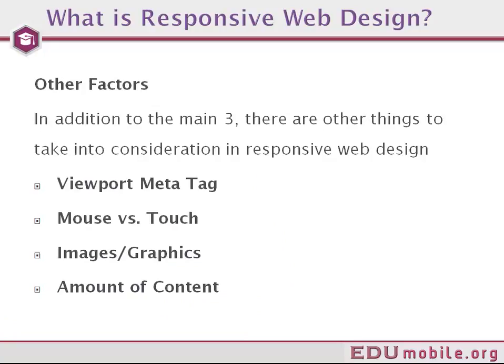So those were the three main components, but there are also other things to consider in responsive web design. First, we have the viewport meta tag, which is really important. You want to have that tag in the head section of your page, and this just prevents the zoom out feature that a lot of phones have.